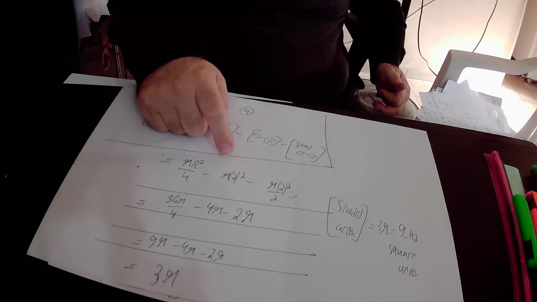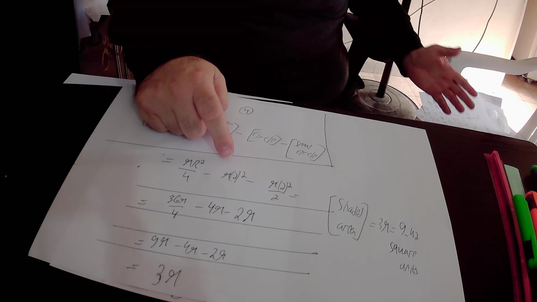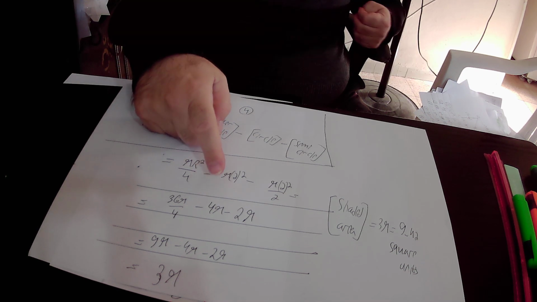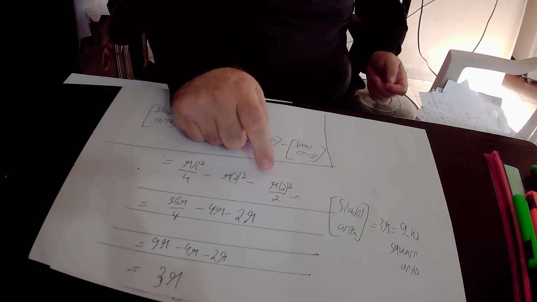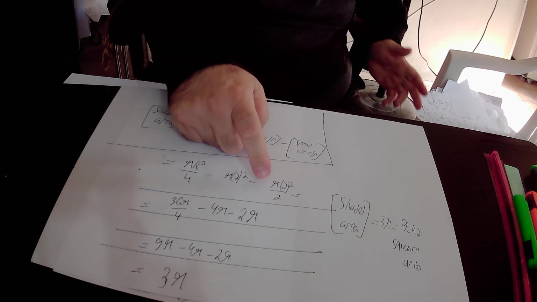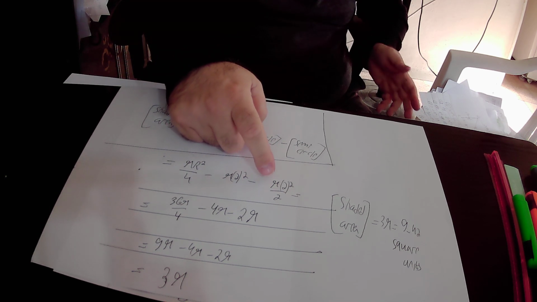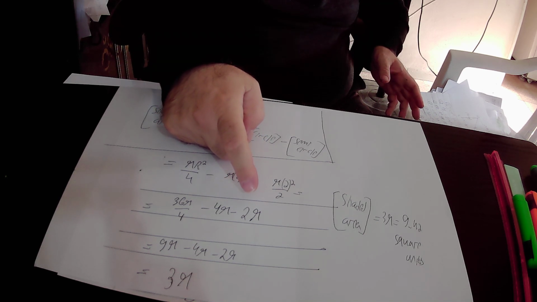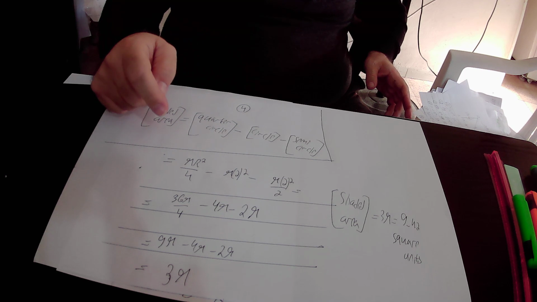Minus the area of the circle, that is pi 2 squared. 2 squared is 4, and 4 times pi is 4 pi, that is the area of the circle. Minus the area of the semicircle, that is pi 2 squared over 2. 2 squared is 4, 4 over 2 is 2, 2 times pi is 2 pi. So in conclusion, the area of the semicircle is 2 pi.